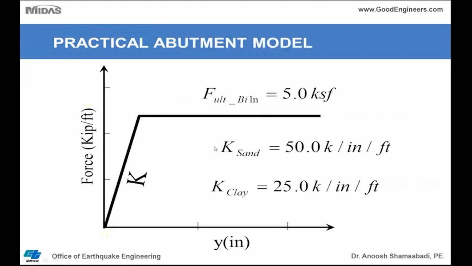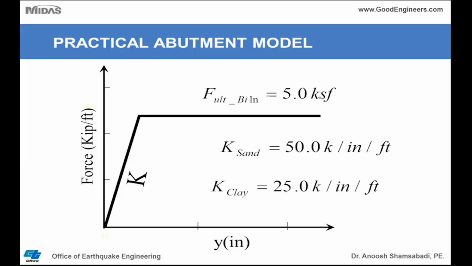According to the Caltrans SDC, we even simplified this a lot more. We're just saying, okay, ultimate capacity would be 5 ksf, and K for sand would be 50 kips per inch per foot of wall, and for clay, it would be half of it. So it takes less than a minute to calculate the nonlinear abutment springs, or elastoplastic abutment spring. Very simple. All you have to use are just these two numbers.